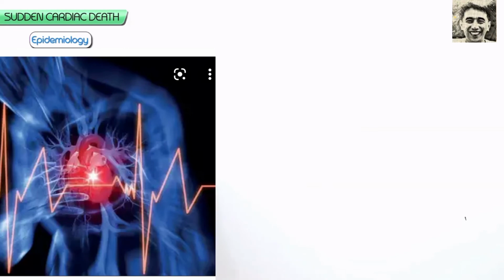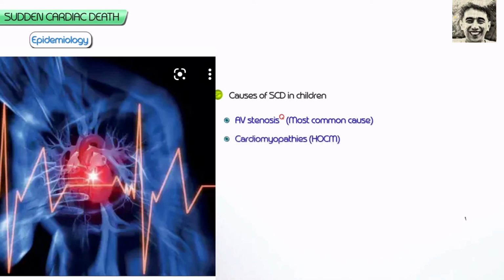If we specifically talk about causes of sudden cardiac death in children, it includes AV stenosis. Remember that whenever they ask you the question about what is the most common cause of sudden cardiac death in children, your answer should be AV stenosis. Other causes include cardiomyopathies, usually the hypertrophic type, as well as Wolff-Parkinson-White syndrome.